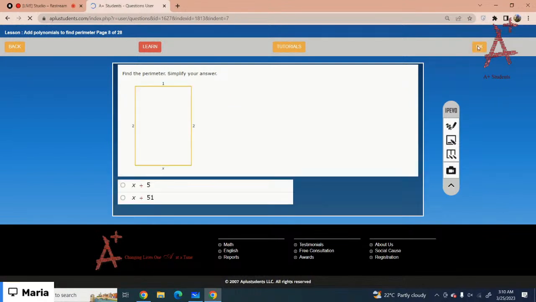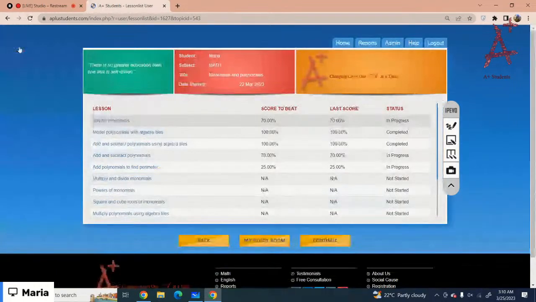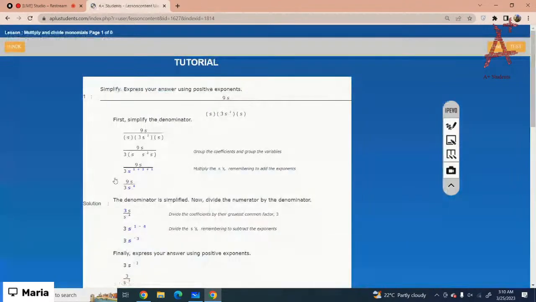Okay, you can complete the test by yourself later today. Let me just move on to the next lesson. The next lesson is multiply and divide monomials. Let's just start with the first lesson.